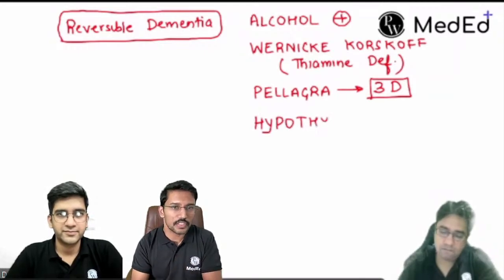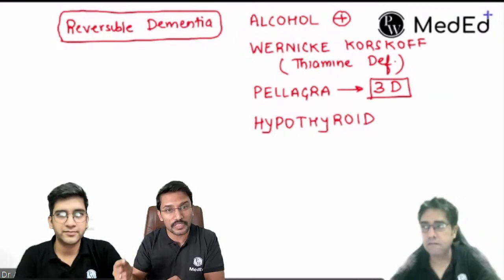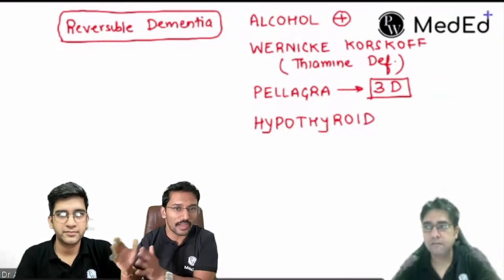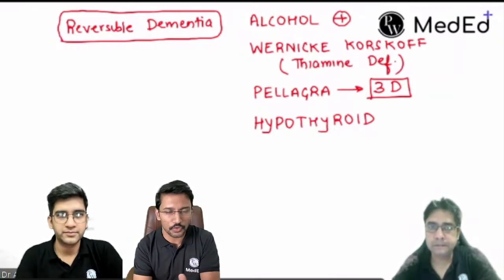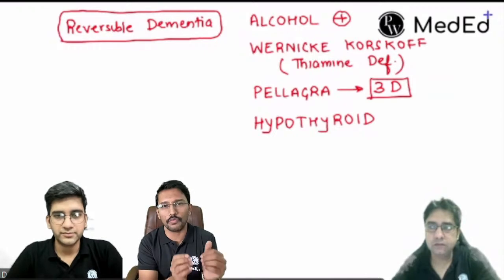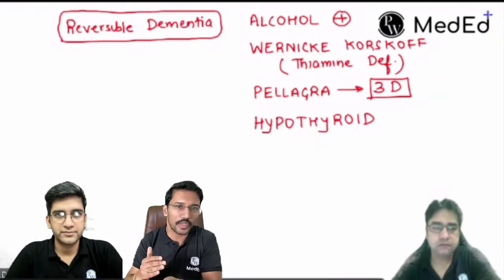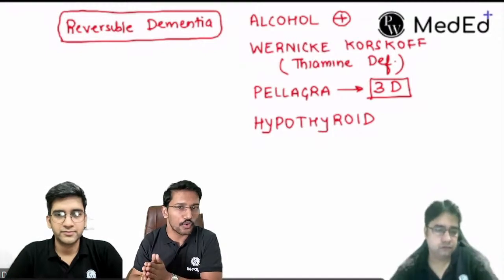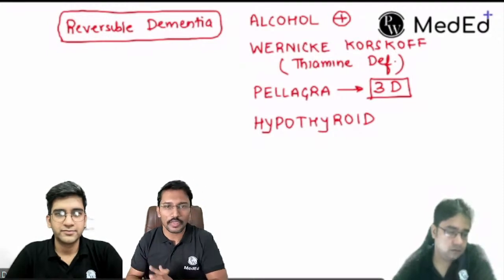Why is understanding reversible causes for dementia important? Because we should not misdiagnose reversible causes of dementia as Alzheimer's or other irreversible causes for dementia. This is a basic thing that we should know. Every time you make a diagnosis of dementia, you should do these basic investigations, nutritional profile and endocrine profile, so that you don't miss a reversible cause for dementia.